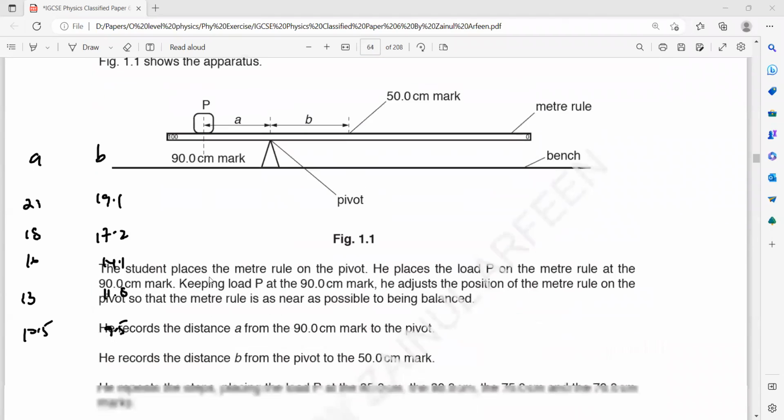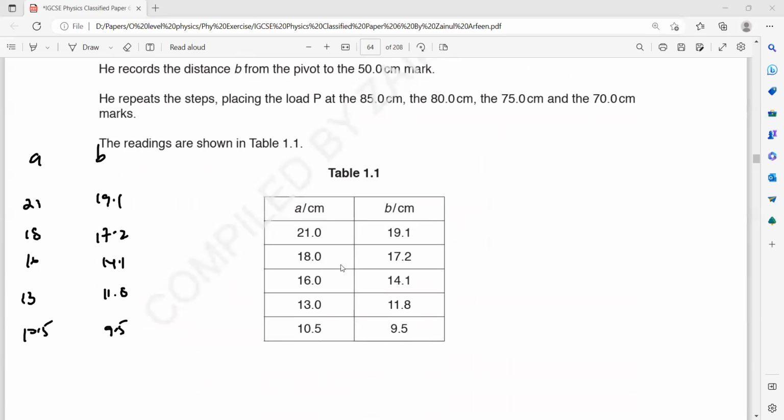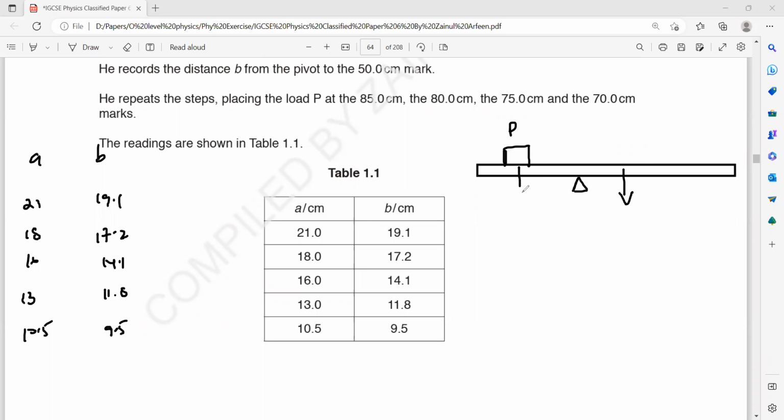Here what is happening is, if A is decreasing, B is also decreasing. The idea is that we have a meter rule, we place a load P here, and there's a pivot, and the weight of the meter rule acts downward. Say at first this distance was 21, and the weight of the meter rule is at a distance of 19.1. This gives an idea that the meter rule weight should be more than P. Now what happens if we move P closer?